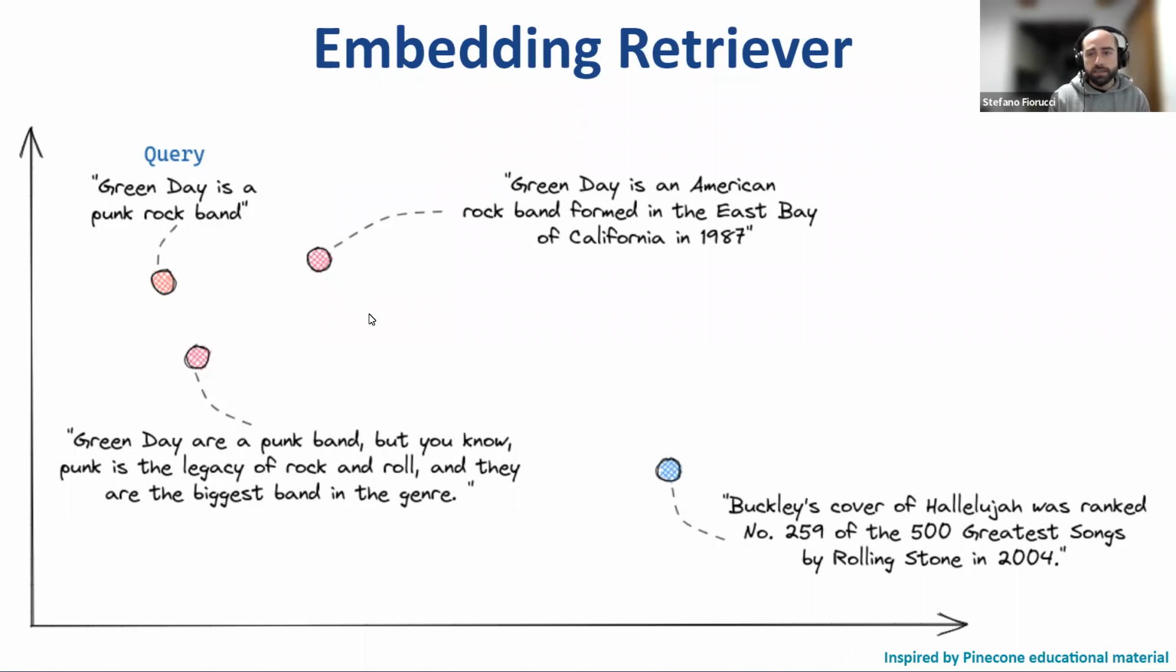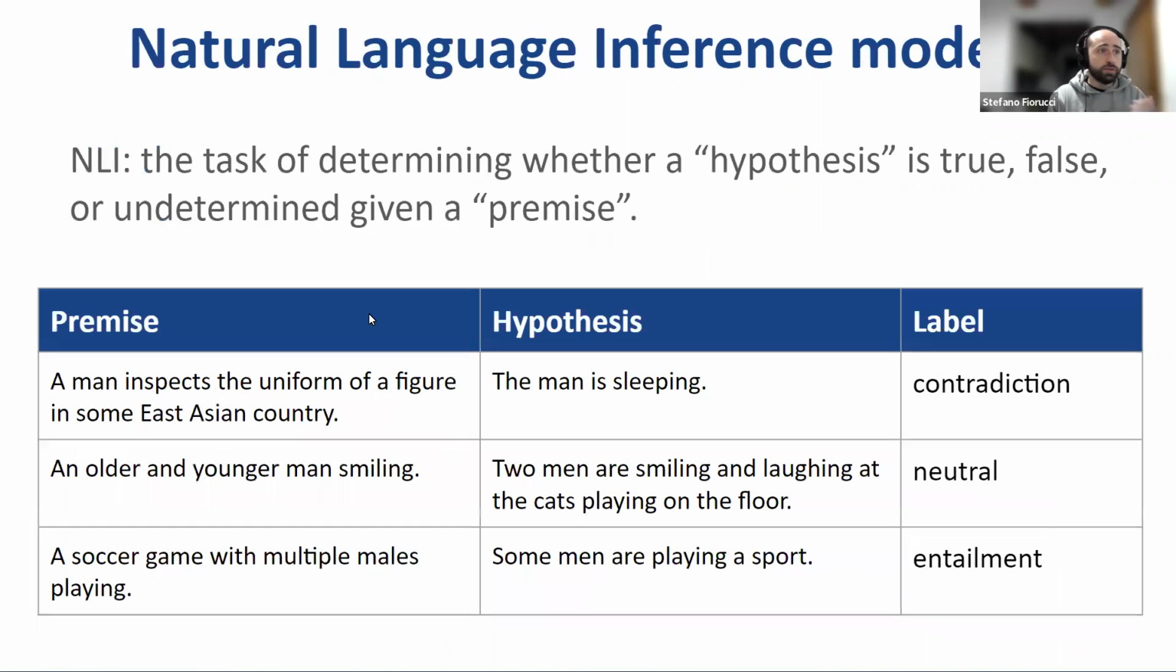Now, let's understand the core of the Entailment Checker node, so the natural language inference model. In NLP, natural language inference is the task of determining whether a hypothesis is true, false, or undetermined, given a premise. And here we see a sample of a natural language inference dataset. So there is a premise, a hypothesis, and a label, which can be contradiction, neutral, or entailment.